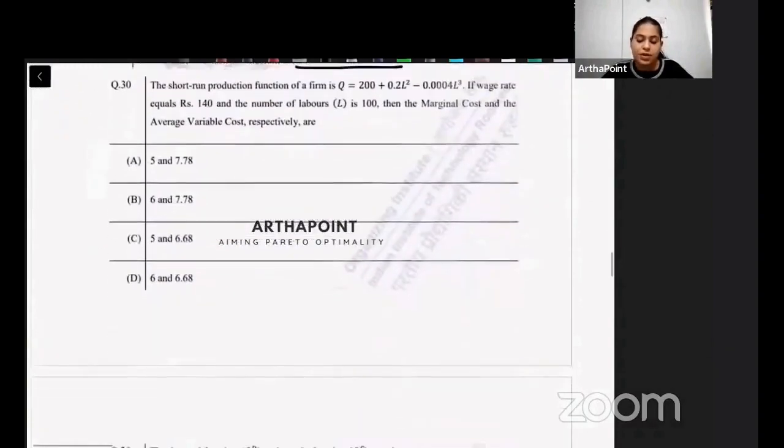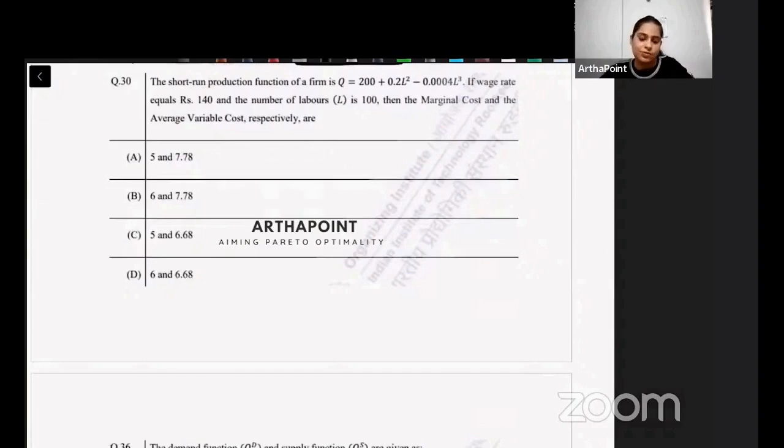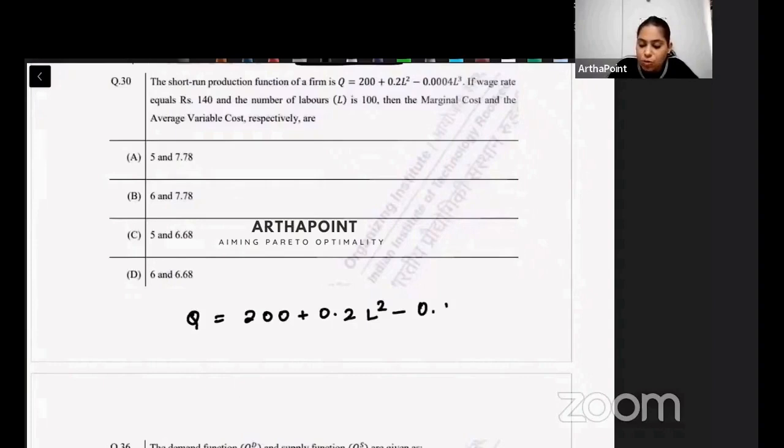Okay. Come to the next question. The short run production function is given to you as Q is equal to 200 plus 0.2 L square minus 0.0004 LQ. How do I know this is a short run production function? Of course, I see fixed cost.